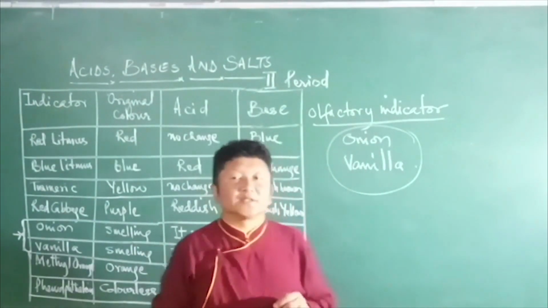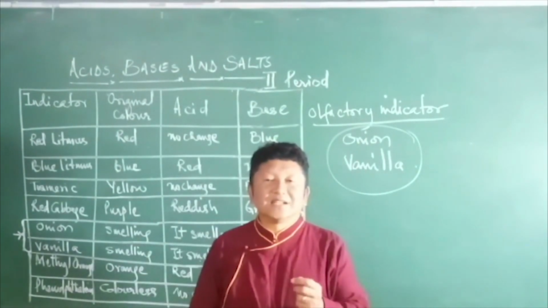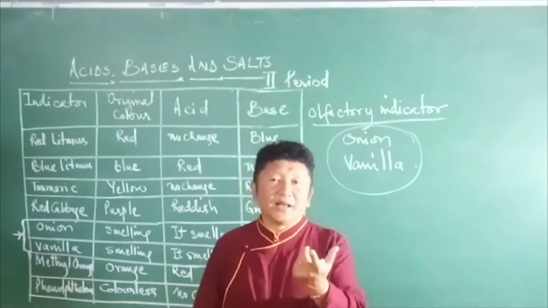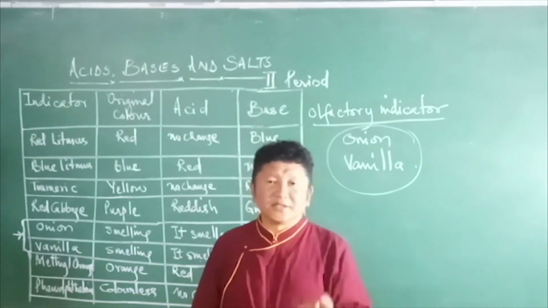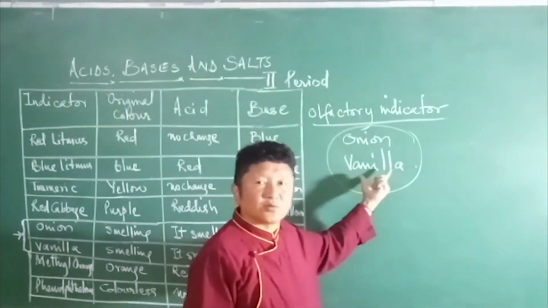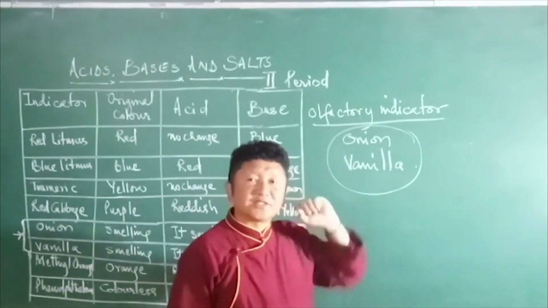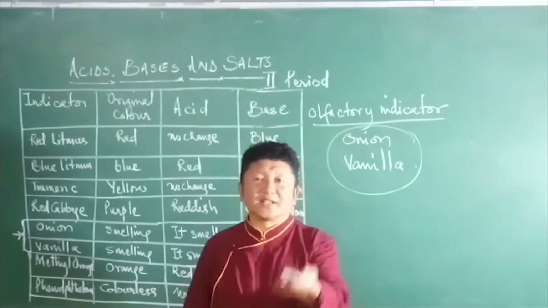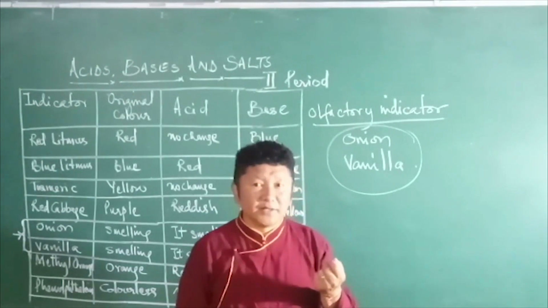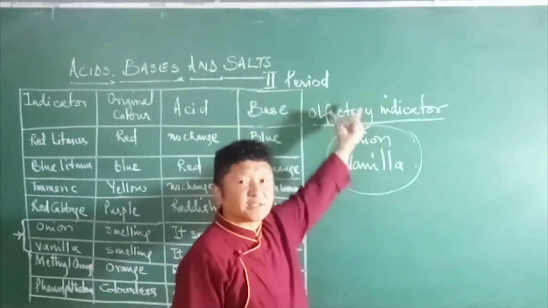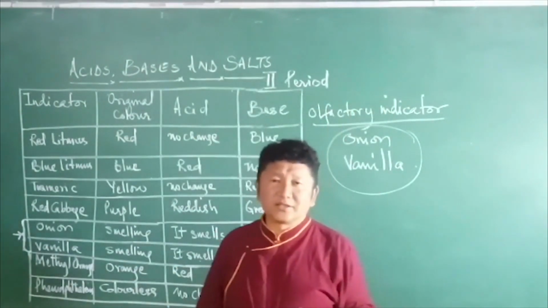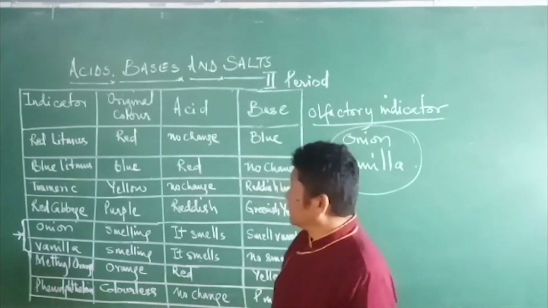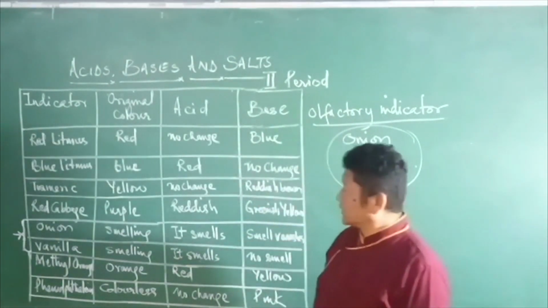These are called olfactory indicators because they indicate the presence of acids or base by giving their smell or by not giving their smell. So that's why out of smell we are able to understand whether the substance contains acids or whether the substance contains base. So these types of indicators are called olfactory indicators, and these olfactory indicators also belong to natural indicators.